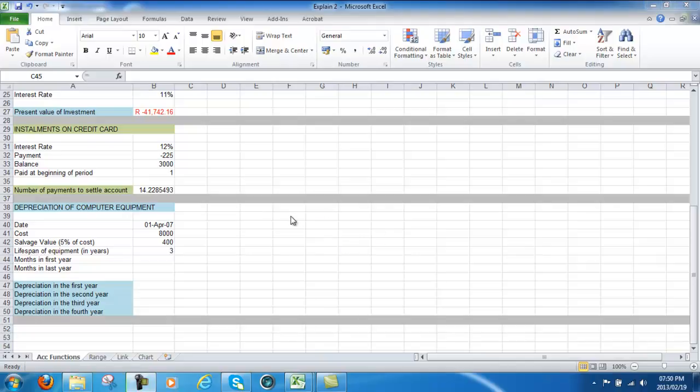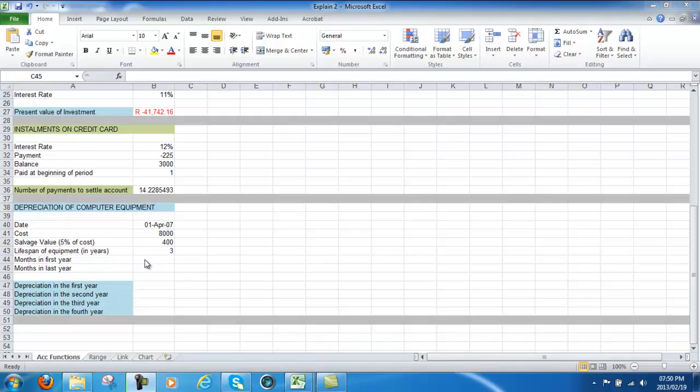To calculate the depreciation, we are going to make use of the DB function. But first, let's look at the information needed. First, this is the date that you initially bought the equipment. This was the cost of the equipment. The salvage value is the value that this equipment is worth after the lifespan of it. And in this case, the lifespan is 3 years.